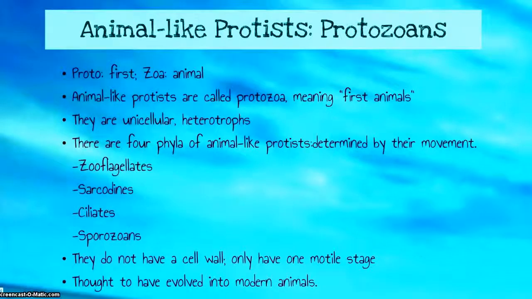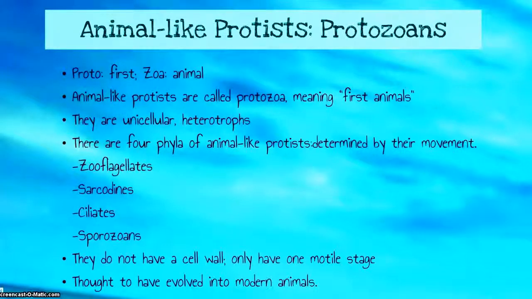Animal-like protists, also known as protozoans. Proto meaning first, and zoa meaning animals. So that's an easy way to remember it. First, animals. They're unicellular, as I said before. Not all of them, some of them. And they're heterotrophs, meaning that they eat other organisms for food. An easy way to remember that is by using hetero, meaning other. So other organisms, they eat them for food.